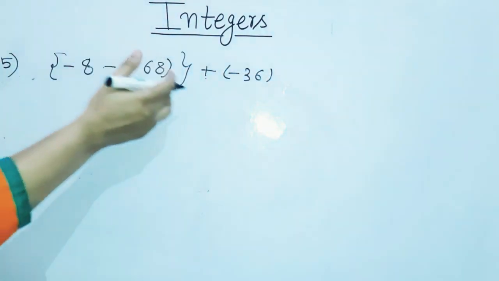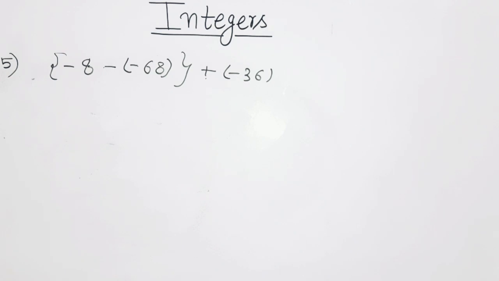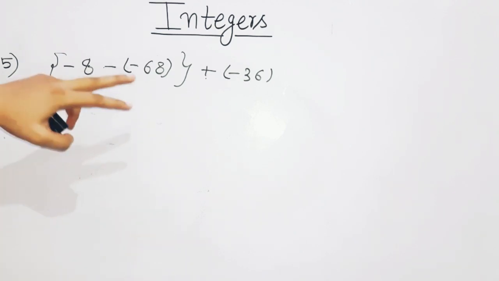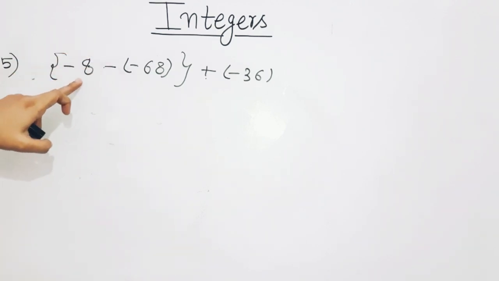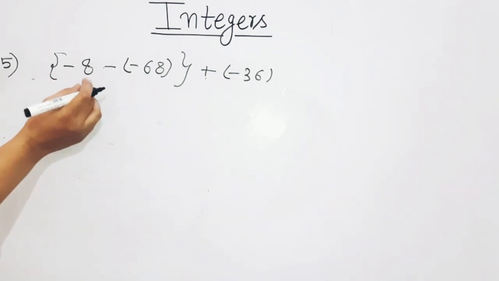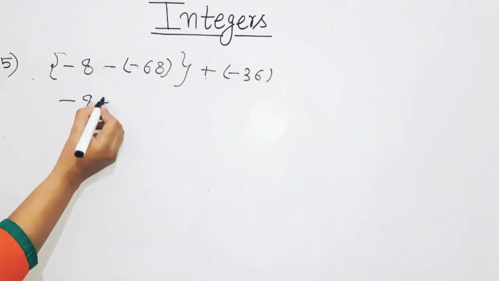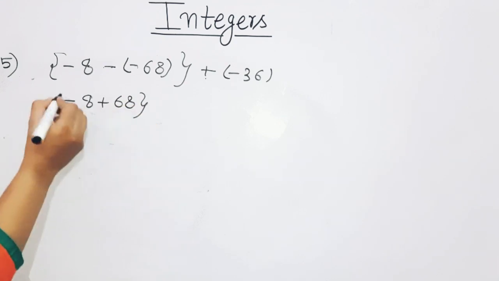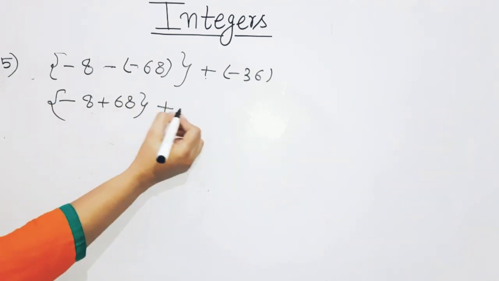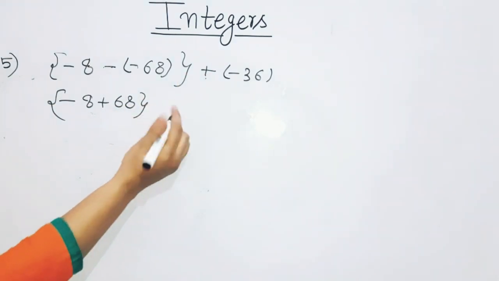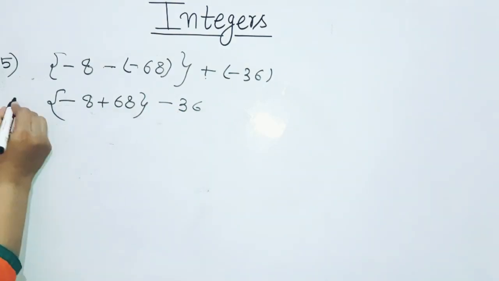See, add लिखा है, that is why I have given a positive symbol. Add minus 36 to the difference of minus 8 and minus 68. See, minus 68 is the second integer, minus 8 is the first integer. Now minus minus is going to become what? Plus. So it will be like that, minus 8 plus 68, and plus minus is minus, so it is now minus 36.